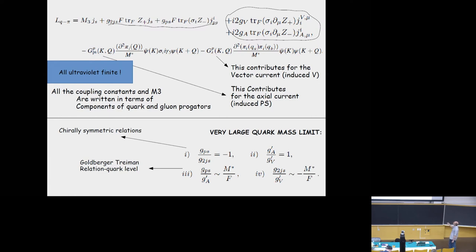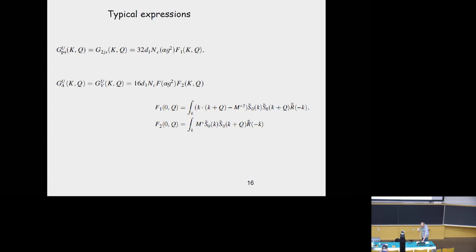All these coupling constants are ultraviolet finite. I have here a typical expression for them. The scalar is equal to the scalar coupling, it has this shape. And the axial coupling is equal to the vector coupling at this level, with this shape, proportional to Nc. F is the pion normalization, alpha g squared comes from the interaction of the model, and F1, F2 are these two integrals in momentum space with S0 tilde, the quark kernel, and R bar, proportional to the gluon kernel. So these are manifestations of chiral symmetry: scalar and pseudoscalar, vector and axial couplings of the pion.